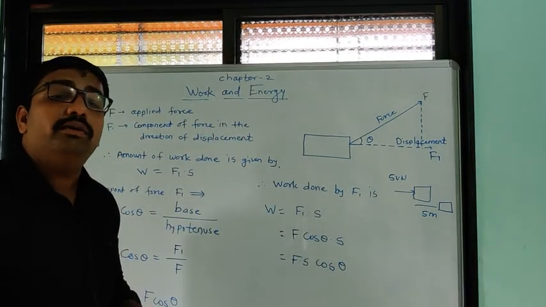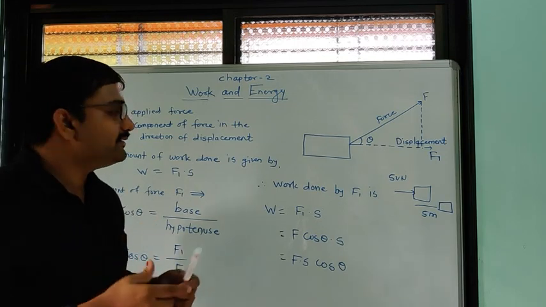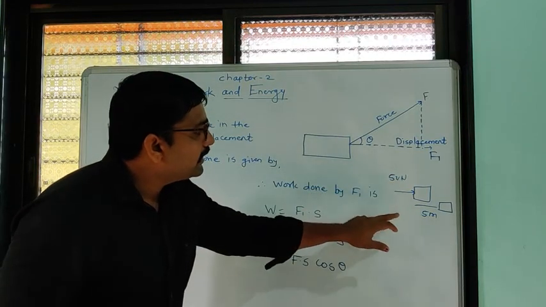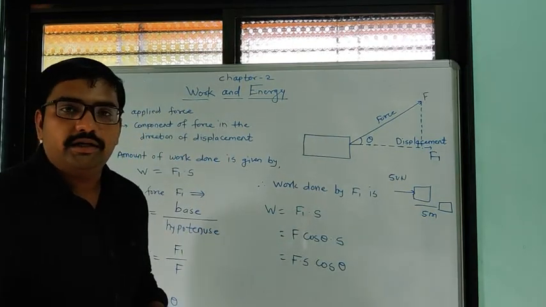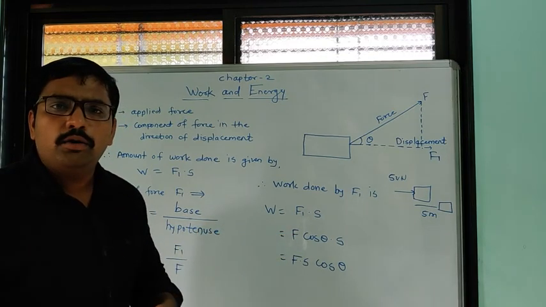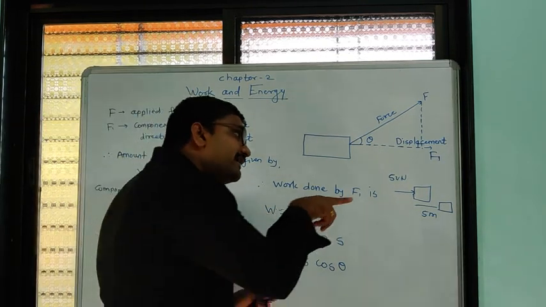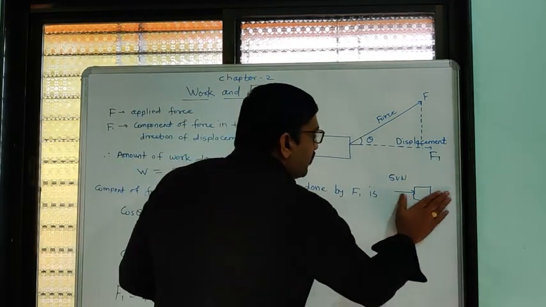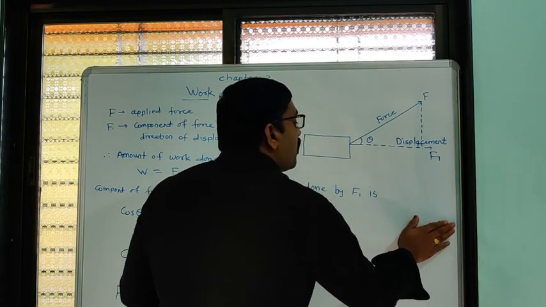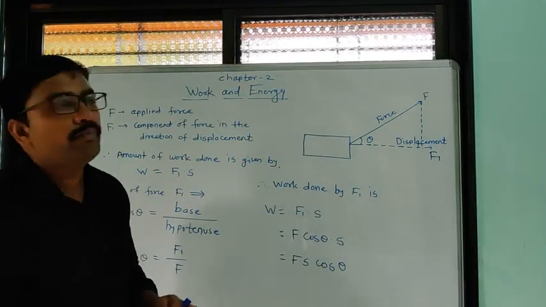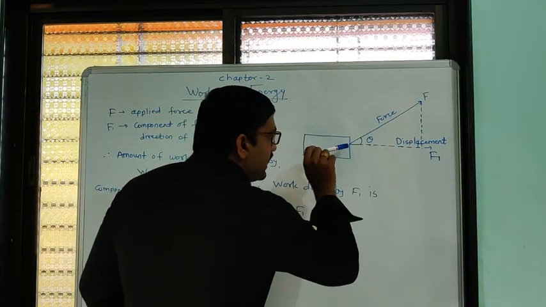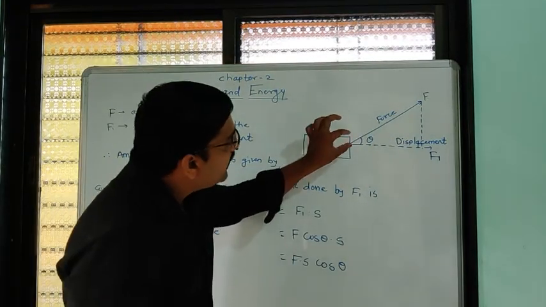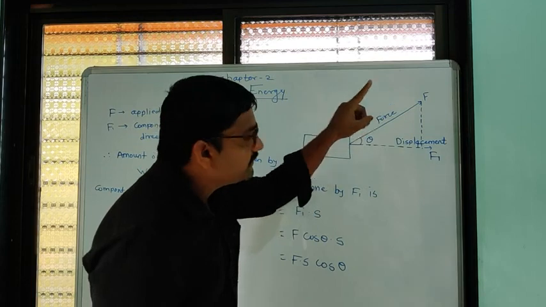So we can easily calculate the work in that case, because we know work done is simply force into displacement. Here force is 50 newton and displacement is 5 meter, so 50 into 5 will be our work. But that is when the force is exactly horizontal and displacement is horizontal. Now here, our force and displacement are not in exactly the same direction. We have applied force in this direction and displacement is produced in the object in this horizontal direction, so there is some angle between displacement and force.